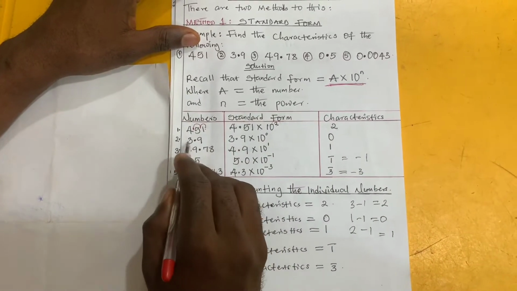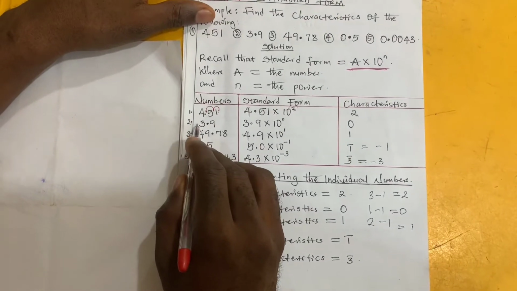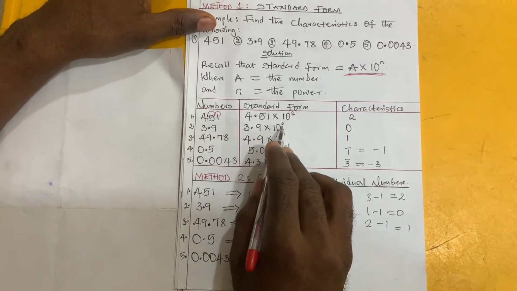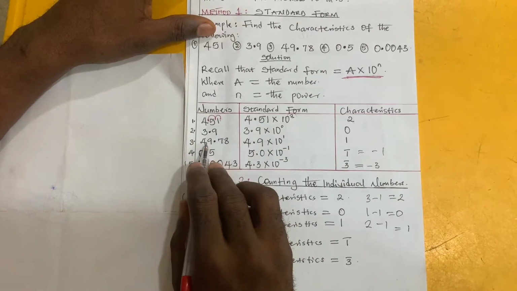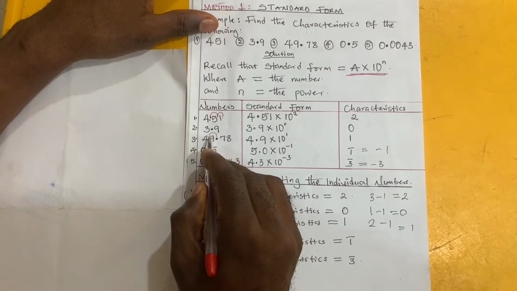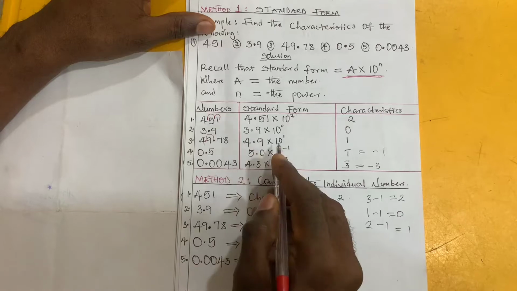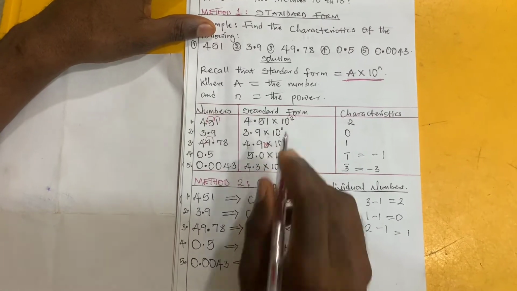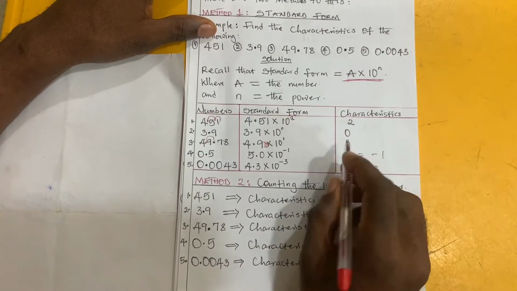Likewise this one. Because this point cannot be shifted further, as there's no digit in front of the 3, this is 3.9 times 10 to the power of 0. It was not shifted at all, so the characteristic is 0. Now in this case, the point is here. If we shift the point to this place, we have 4.978 times 10 raised to the power of just 1. The point is moved just once, so the characteristic here is 1.